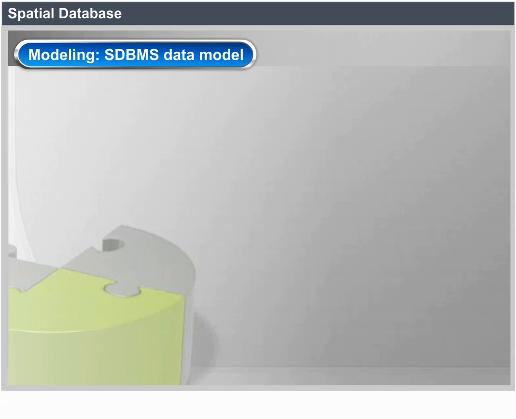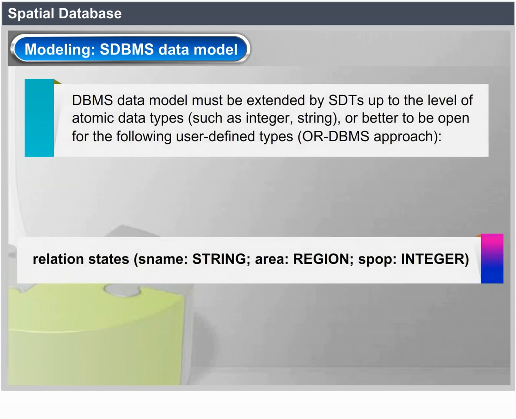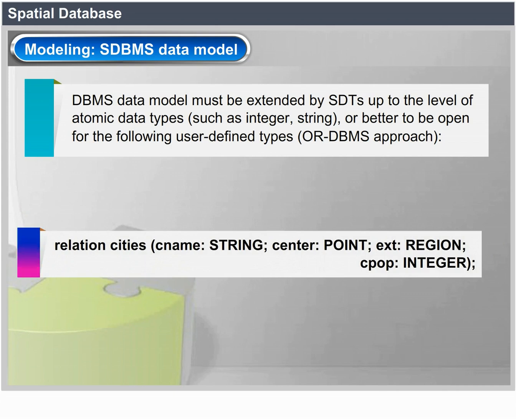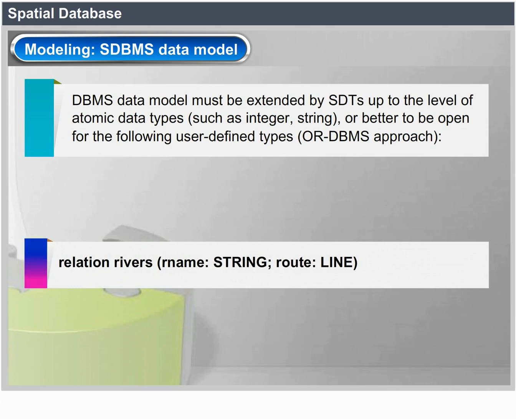The DBMS data model must be extended by SDTs at the level of atomic data types, such as integer or string, or better be open for user-defined types. Relation states: sname, string; area, region; spop, integer. Relation cities: cname, string; center, point; extent, region; cpop, integer. Relation rivers: rname, string; route, line.